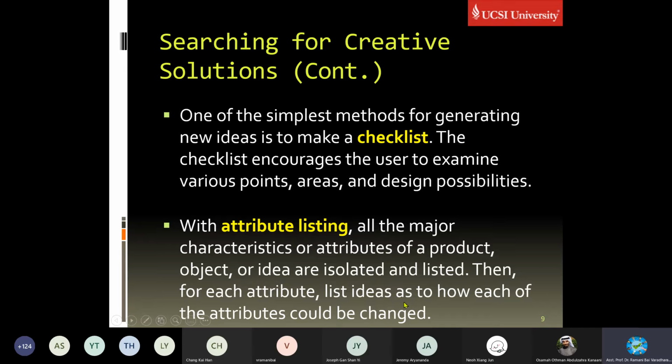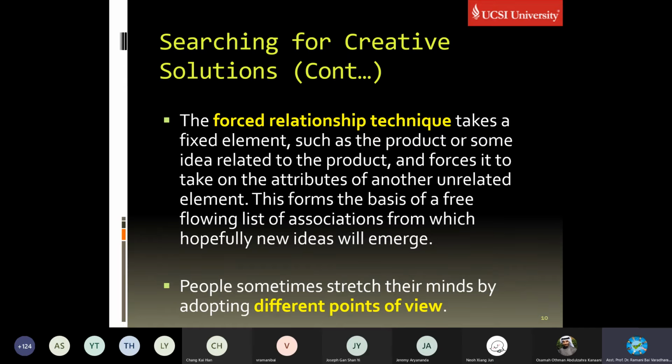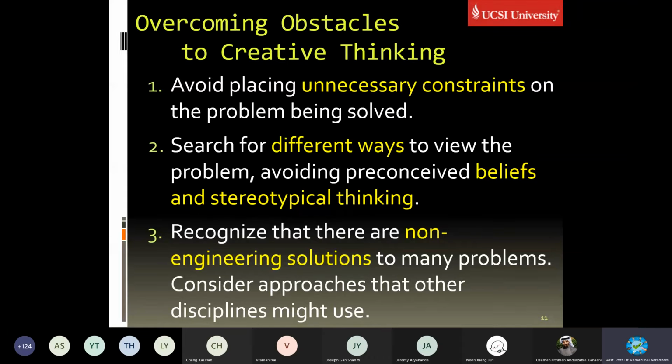For each attribute, list ideas as to how each of the attributes could be changed. Once you get the attributes, automatically you're going to plot and see, or you develop and do experiments and see the variation, the relationship between them, and so on. Such a way of creating a solution. The last two things with this are over.